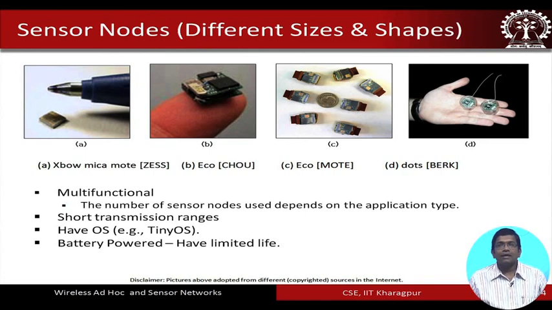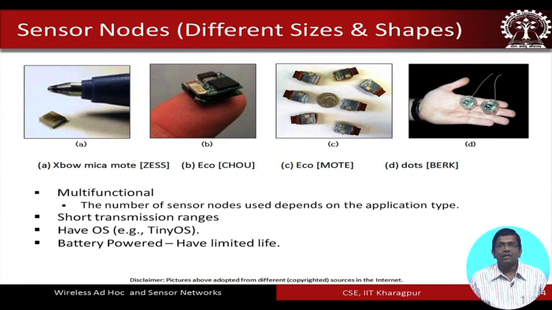Like a computer, these sensor nodes have an operating system. TinyOS is a very popular operating system used in sensor nodes. Because they are battery powered, they have a very limited lifetime. Not only that, the batteries used in these very small sensor nodes are also very small, much smaller than the nodes. The electrochemical efficiency of a battery also depends on its size. Consequently, the batteries also have a very limited lifetime.